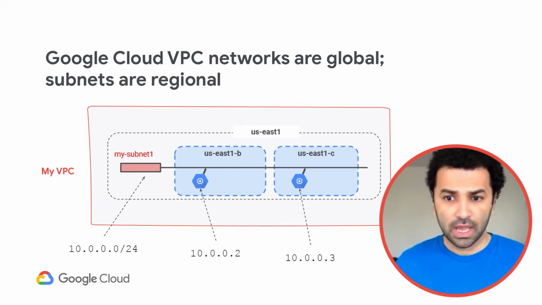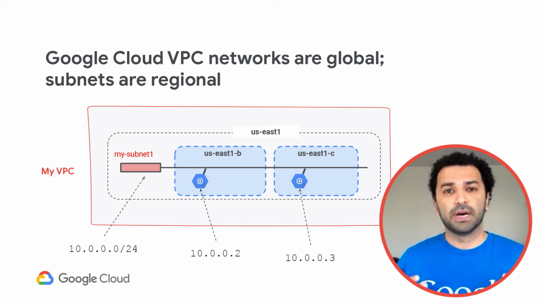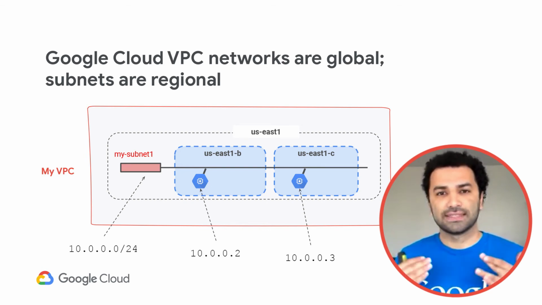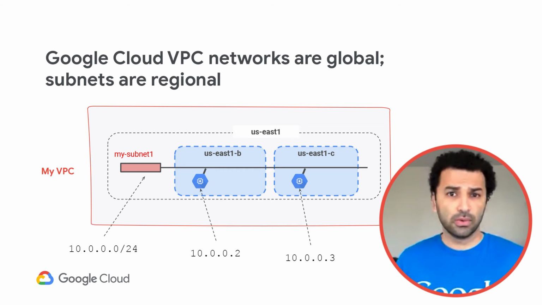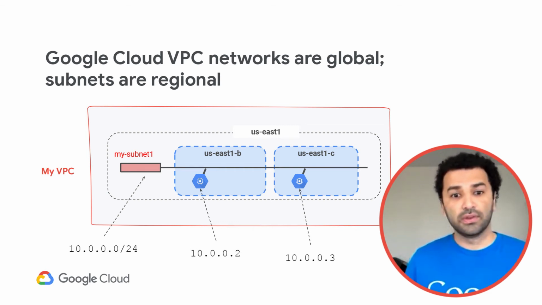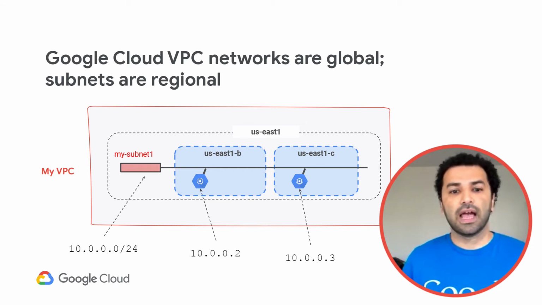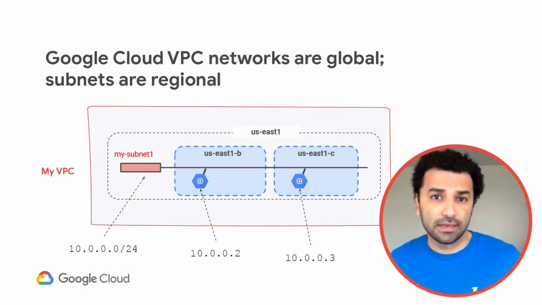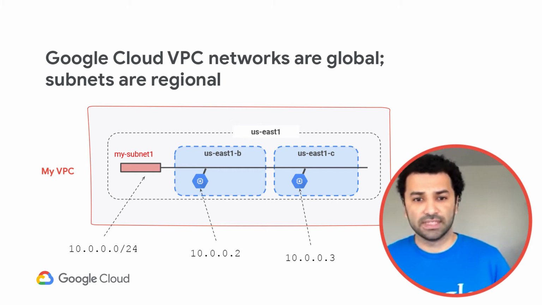However, if you want to expand that across many regions, you will be required to create multiple subnets, but those subnets can still communicate together completely privately using the internal Google Cloud fiber optic cables. So you can use these capabilities to build solutions that are resilient, but still have simple network layouts. So that's for the VPC.